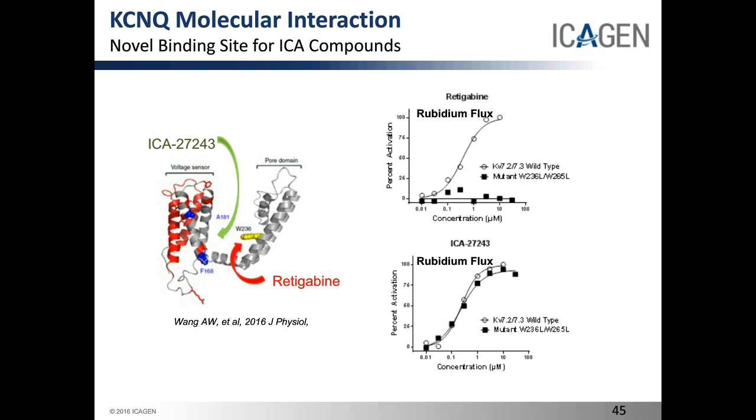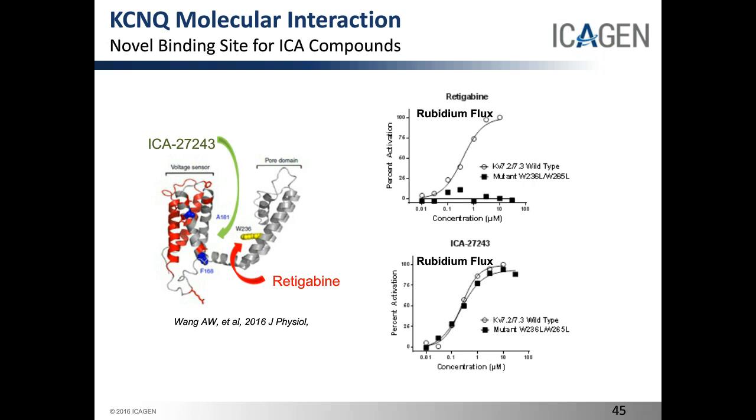And more recently, a paper has been published illustrating this effect. The structure on the left illustrates where the Reticle Beam binding site is in the pore region of the channel, and the 2 identified residues that are shown to affect ICA compound binding are both present in the voltage sensing domain of the channel.